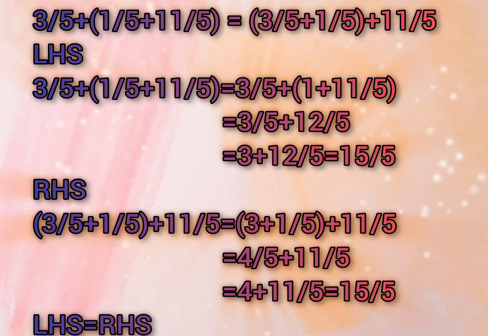Now we will calculate 3/5 + (1/5 + 11/5), which is equal to (3/5 + 1/5) + 11/5. First we will calculate the left hand side: 3/5 + (1/5 + 11/5), which is equal to 3/5 + (1 + 11)/5. As the denominators are equal, we do not need to do any cross multiplication.